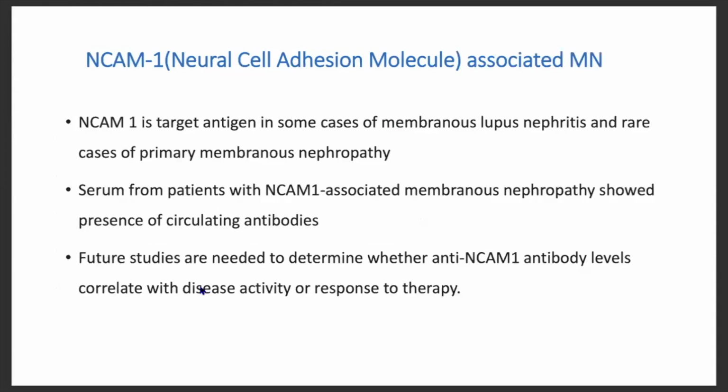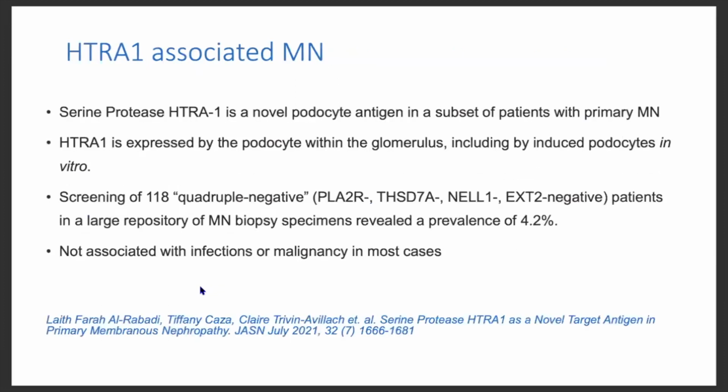And similar to exostosin 1 and 2, which we've been talking about, NCAM1 has been there for some time. This is called the neural cell adhesion molecule. Serum from patients who have NCAM1 positive membranous GN has circulating autoantibodies. And a few cases of membranous lupus nephritis actually have NCAM1 positive antibodies. So this is another stain which you can use to detect autoimmunity associated with membranous GN. And a lot of others have been described from time to time.